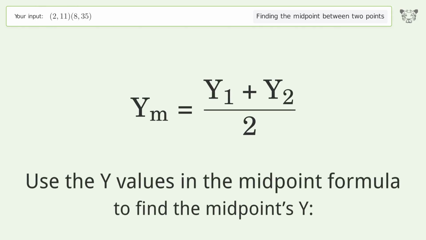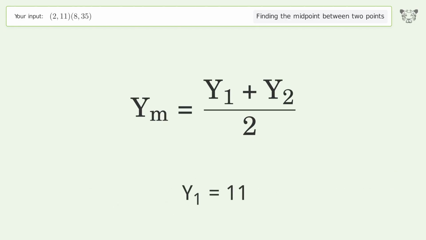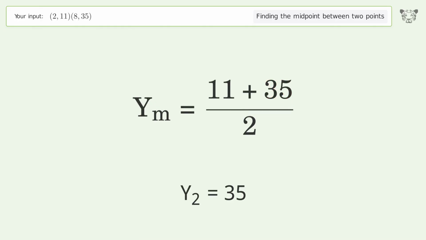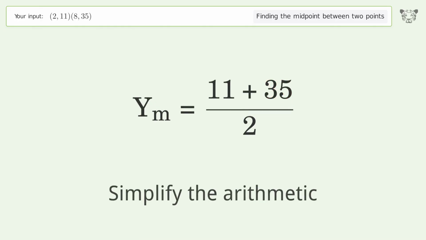Use the y values in the midpoint formula to find the midpoint's y. y1 equals 11. y2 equals 35. Simplify the arithmetic.